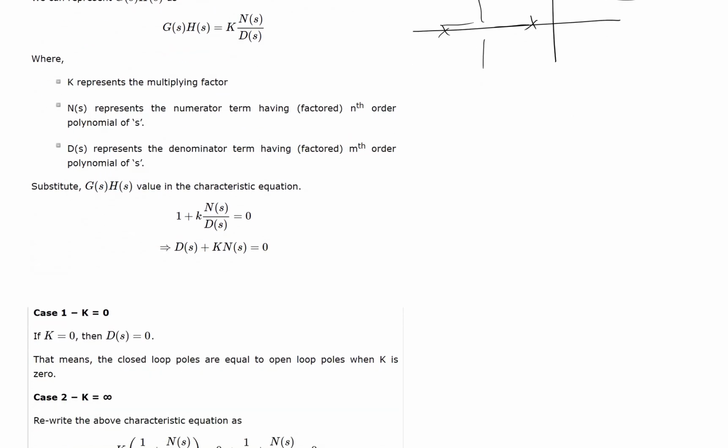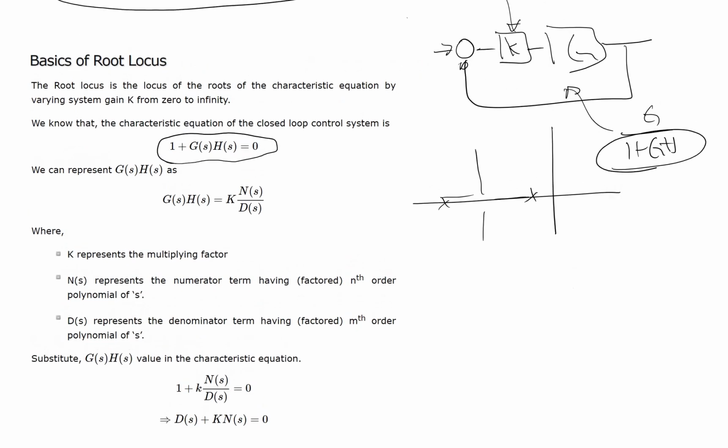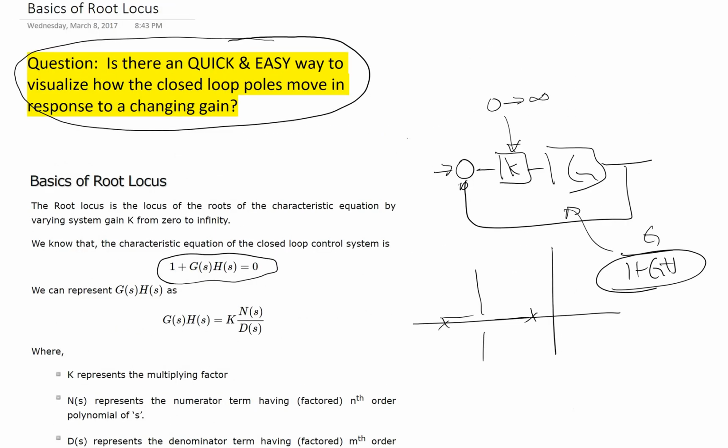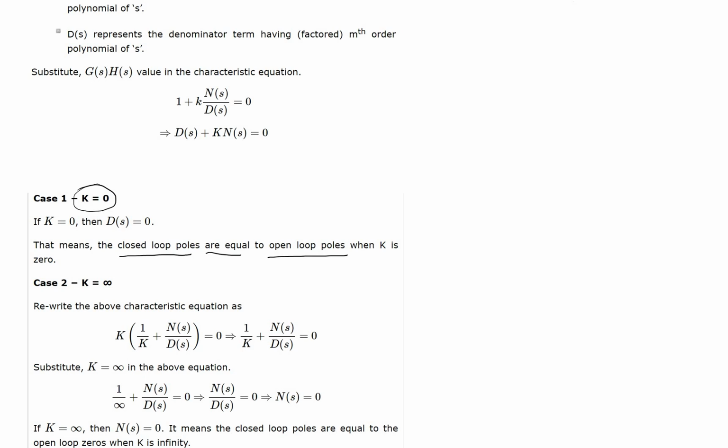But what we end up finding out is, in the case where k is equal to 0, our gain is turned all the way down, then the closed loop poles are equal to the open loop poles. So our closed loop poles are going to lie where our open loop poles are. Remember, we're looking for a quick and easy way. If we know where the open loop poles are, and they usually are pretty easy to get to, we can find the closed loop poles when k is equal to 0. Now, case 2 is when k is equal to infinity.